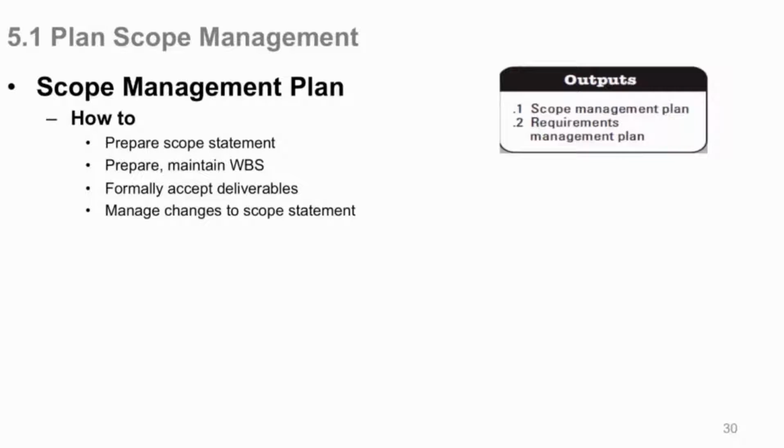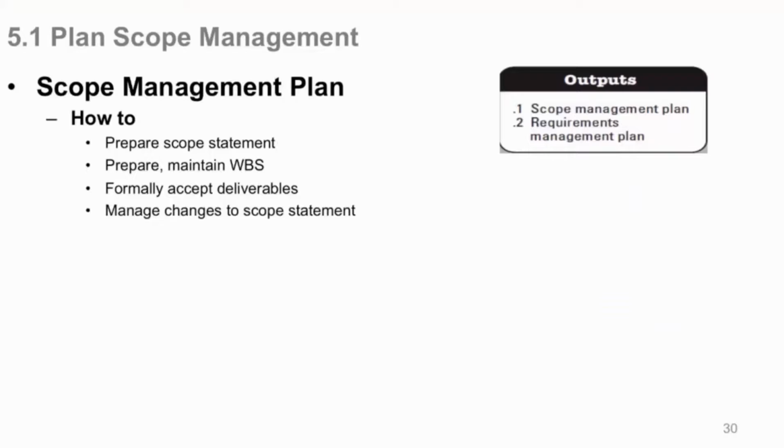Okay, well, now we're going to wrap up the first process of scope management with the outputs of our scope management plan development. And here's what it is. The scope management plan is what? It's your how-to, it's your guideline, like any other plan. And in this case, it's how are you going to prepare your scope statement, so you do it that way. How are you going to prepare and maintain your work breakdown structure?